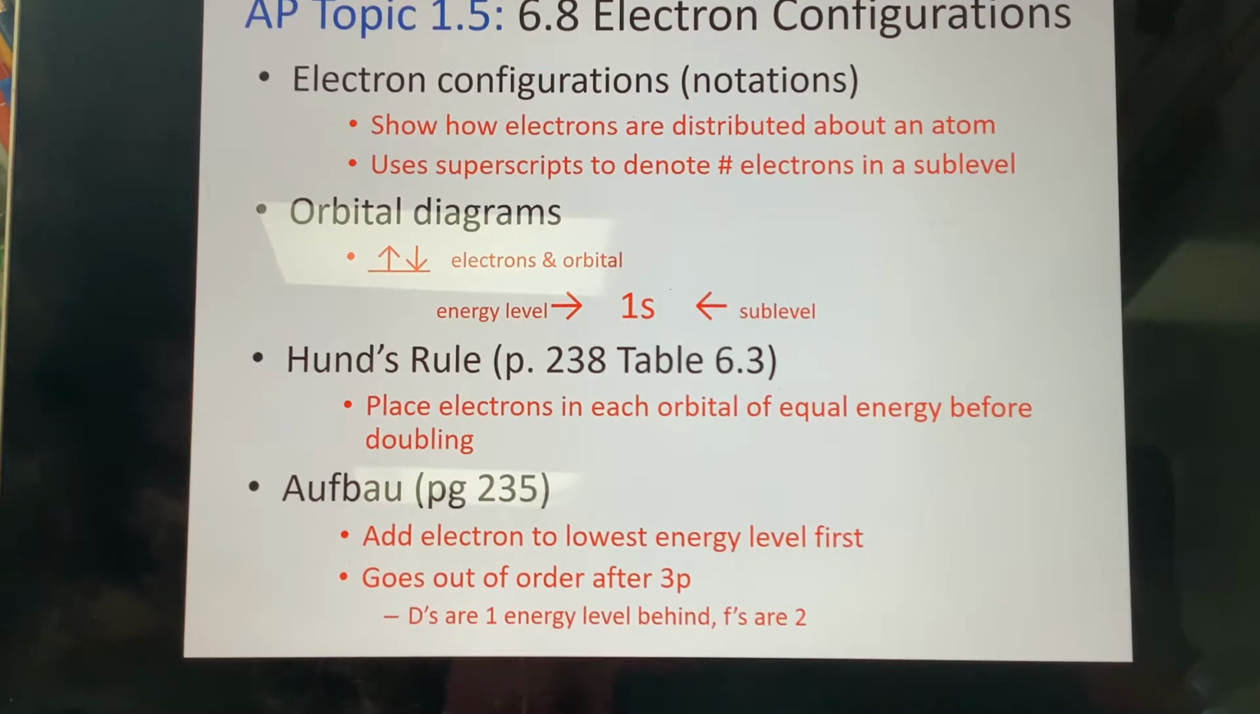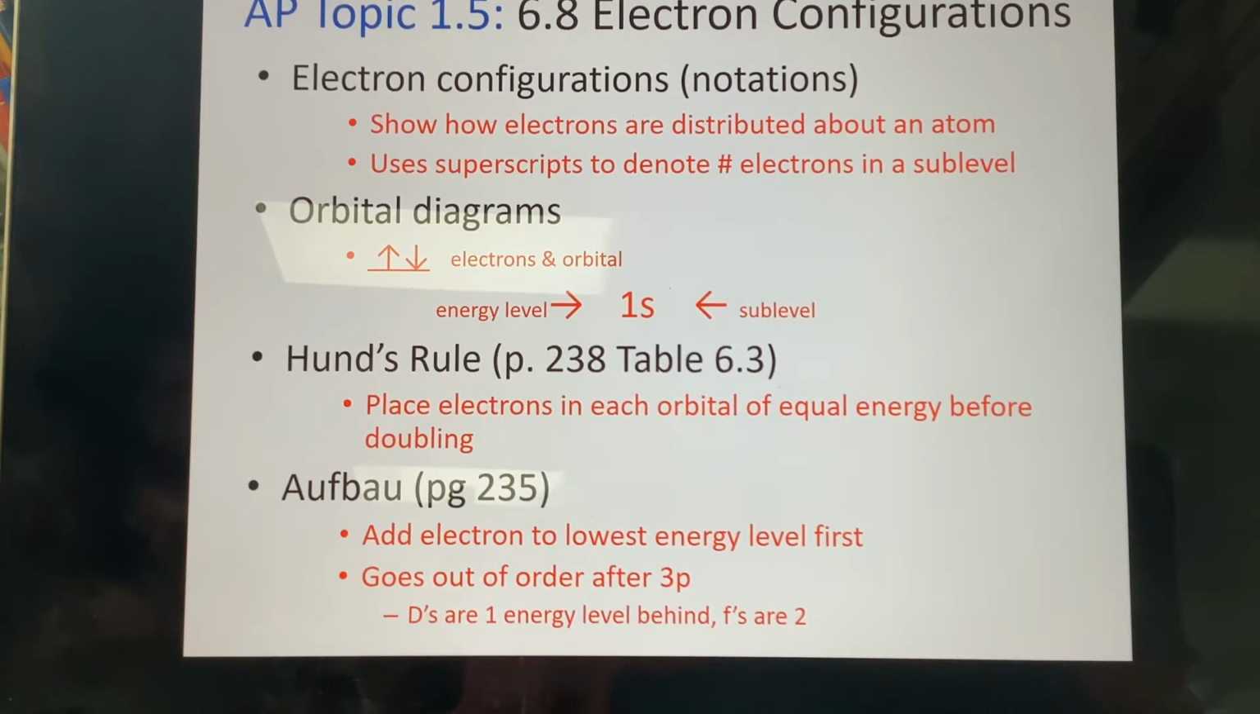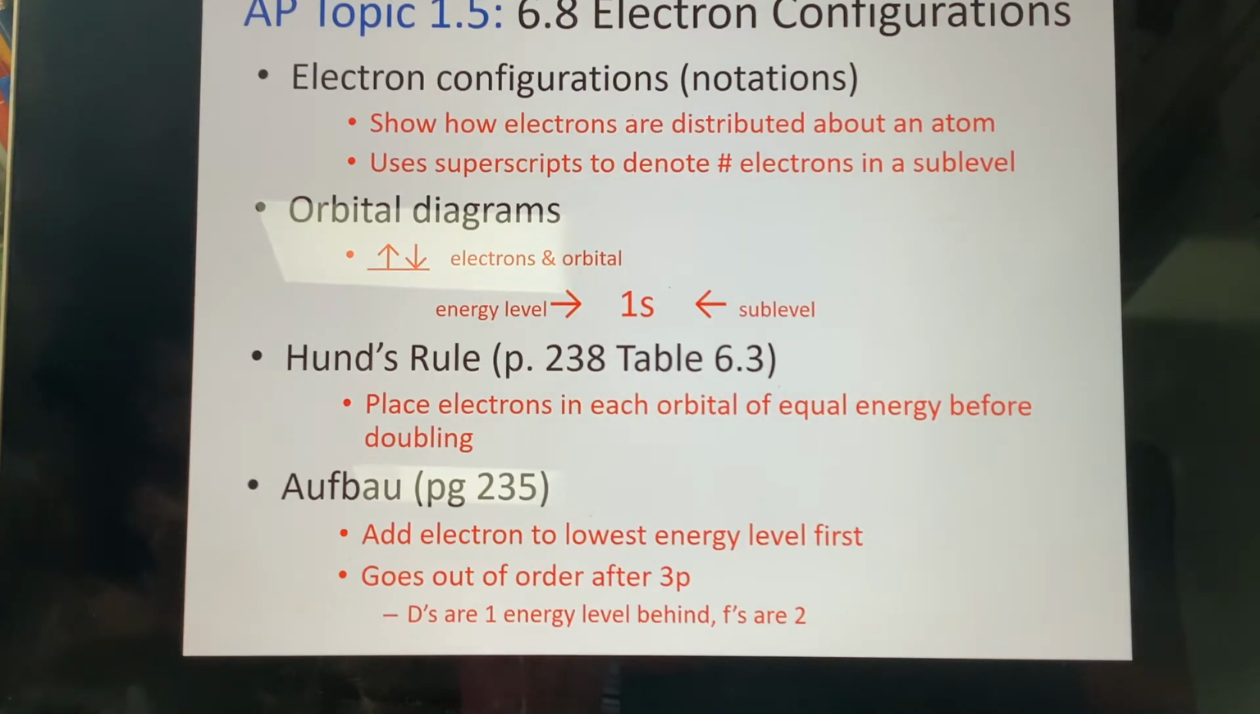We have 4p, and then 5s, and then 4d, then 5p, and then after 5p we go 6s, and that's when the f's come in. So after 6s we see our first f, which is 4f. So the f's are two energy levels behind. And then we keep on going from there. And again, in a couple slides, the periodic table will show you this. If you use the periodic table, that is the best way to do it, because the periodic table is set up to show you the order of filling also. So I recommend that as opposed to Aufbau's diagram.